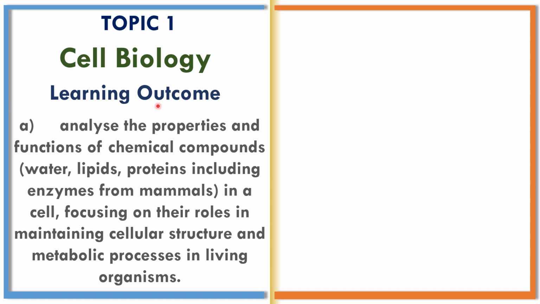Our learning outcome A. Analyze the properties and functions of chemical compounds, water, lipids, proteins, including enzymes from mammals, in a cell, focusing on their roles in maintaining cellular structure and metabolic processes in living organisms.